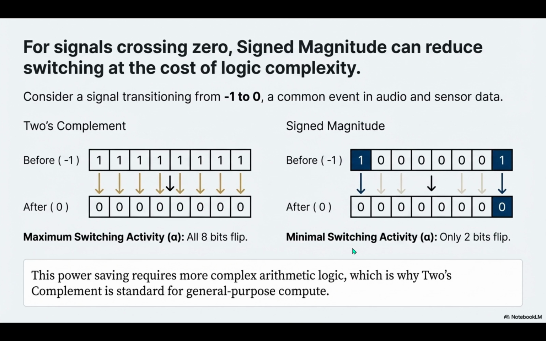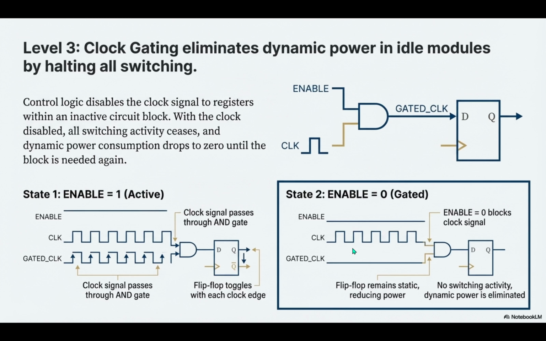Level 3, gate level optimization, the fine tuning. This is where we eliminate waste from circuits that are just sitting there turned on but not doing any useful work. And the star player here is clock gating. The undisputed star, yeah. Think about the Wi-Fi chip in your device when you're not connected to Wi-Fi. There's no reason for its clock to keep ticking and refreshing all its internal registers. It's just burning power for nothing.